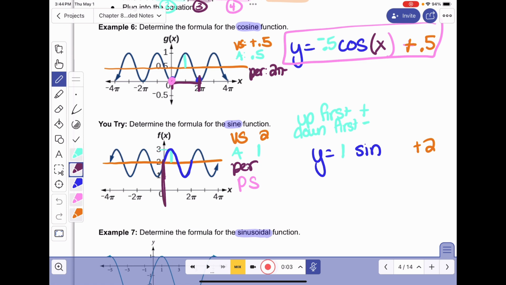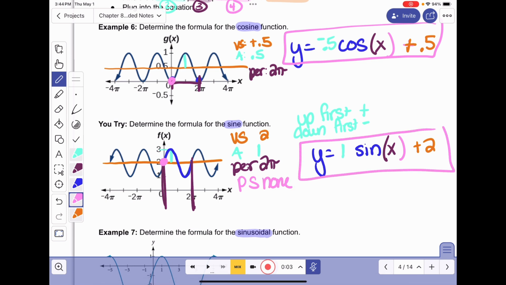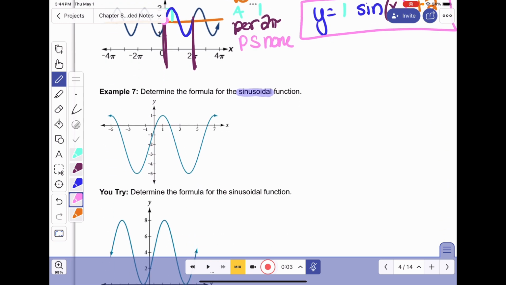The period, we start at 0 and go to 2 pi. So that's our regular period. We don't need to do anything to the x. And the phase shift, we start right on the y-axis, so we don't add anything. So that is the equation. Okay. Now, if I tell you to determine it, you can do either. You can do sine or cosine. So I'm going to show you both. So let's start with sine.